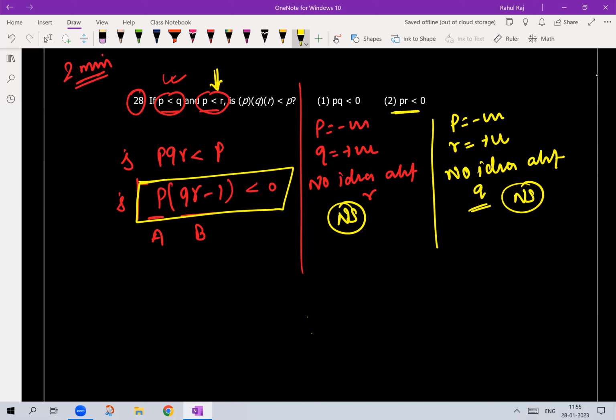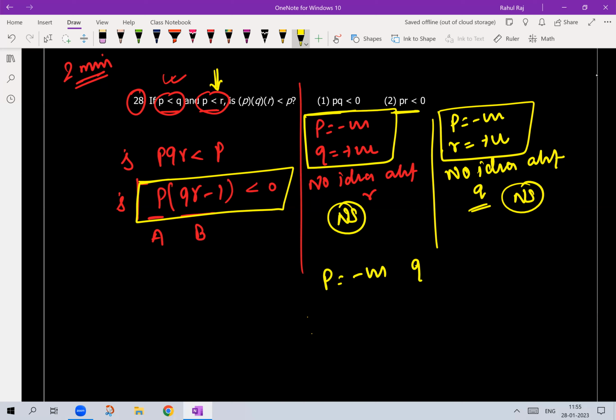Now, when I combine these two pieces of information, it says P is negative, Q is positive, P is negative, R is positive. When I combine, can I 100% say P negative, Q positive, and R positive? Agreed, Gauri? Yeah.